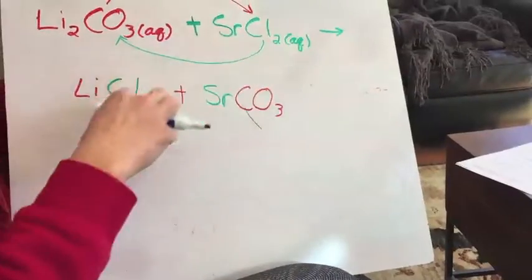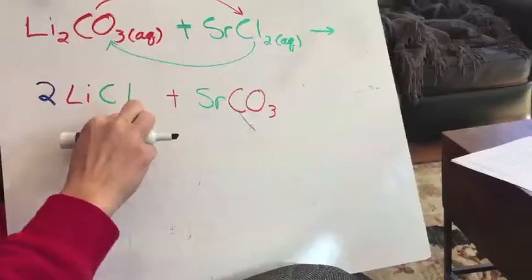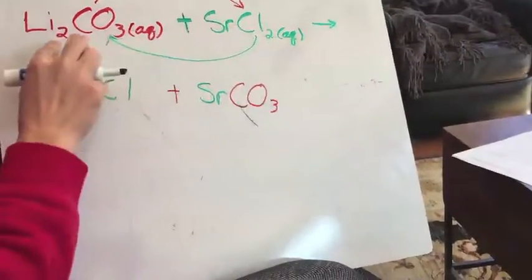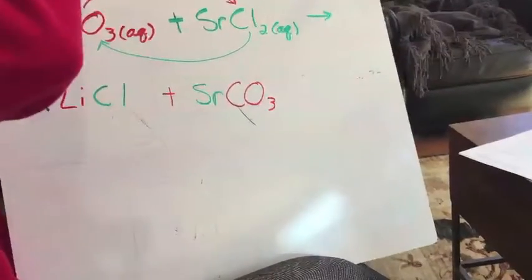I have 2 chlorines here, so I'm going to put a 2 out in front of lithium chloride. That gives me 2 lithiums and 2 chlorines. I have 2 chlorines and 2 lithiums, and now my equation is balanced.